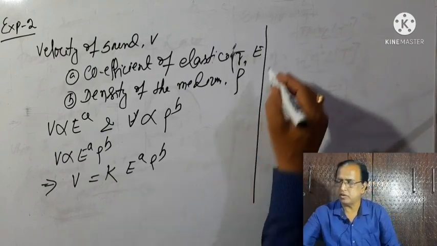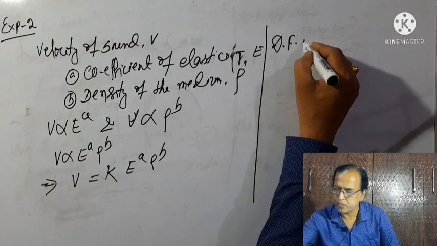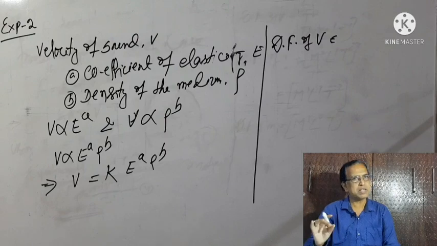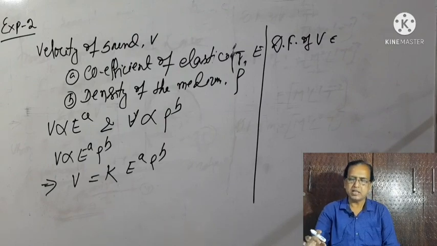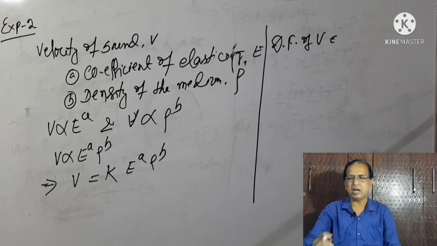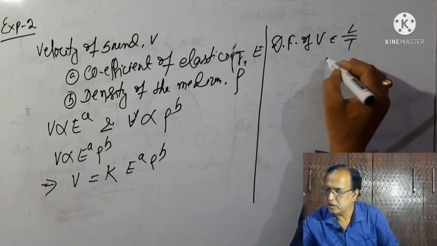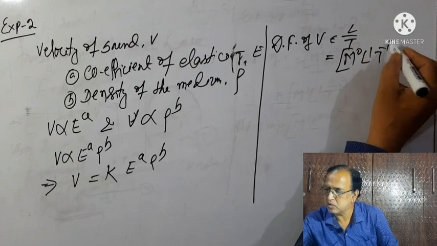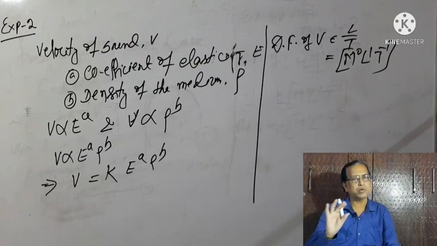Now, we can find out the dimension formula of V, E and rho. Dimension formula of V. Velocity is the rate of change of displacement, that means displacement by time, displacement is distance, that is length by time, that is L by T, that is M0 L1 T minus 1. This is the dimension formula of the velocity.